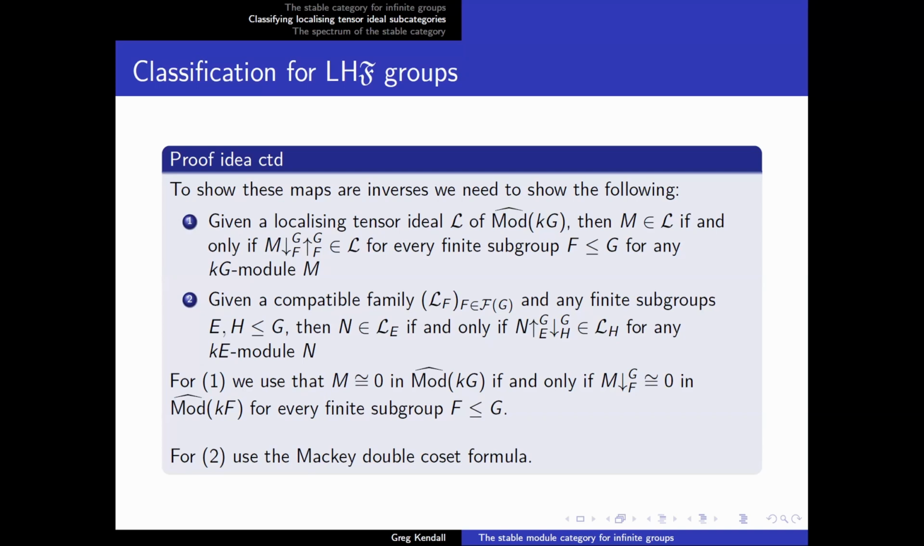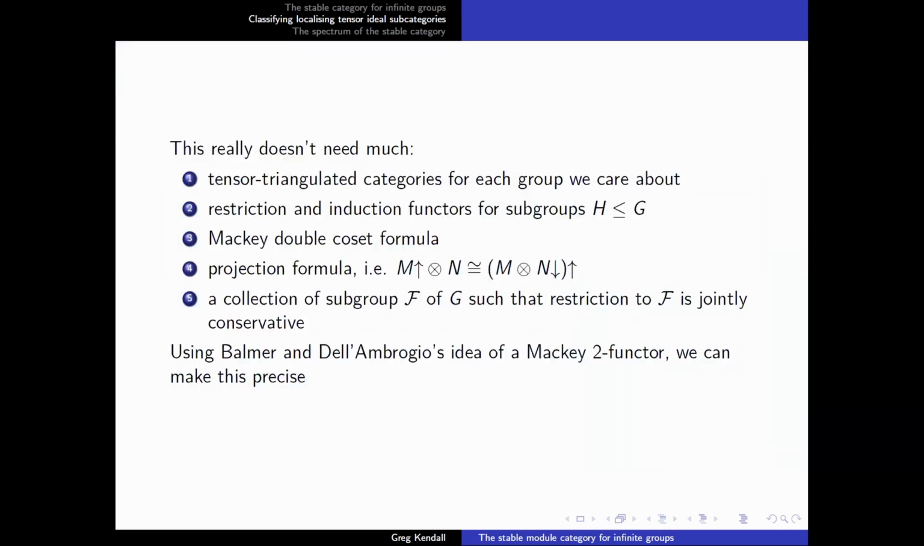And then that shows it's an inverse on one side, and to show it's an inverse on the other side, all you need is a Mackey decomposition formula. So when you induce and then restrict, the module just decomposes as a sum of a bunch of conjugates, restricted and reduced. The reason I wanted to talk about the proof is because it's kind of stupid. You don't really need much for it, which means that you can generalize it.